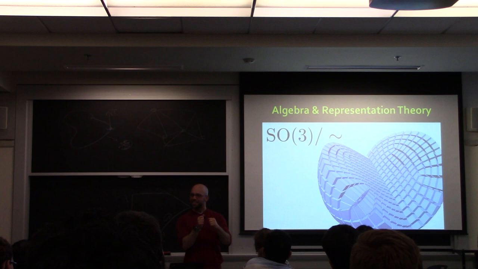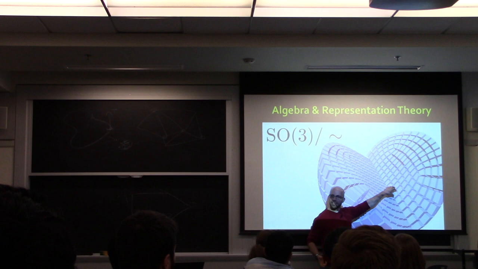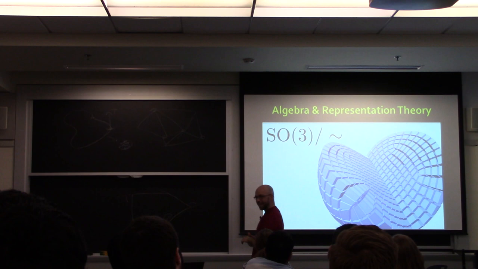Here's an image from my own research. Well, not my own, but with, of course, many colleagues here at MIT, where we talk a lot about the quotient of SO3, like the set of rotations, in this case by the symmetries of a cube, right? Because if I take a cube and rotate it 90 degrees, it's the same cube. And that has certain implications for how we can do things like extract mesh structures and volumes and so on.